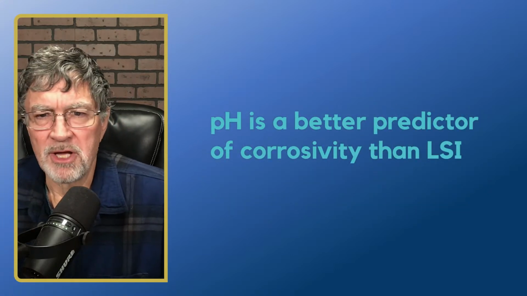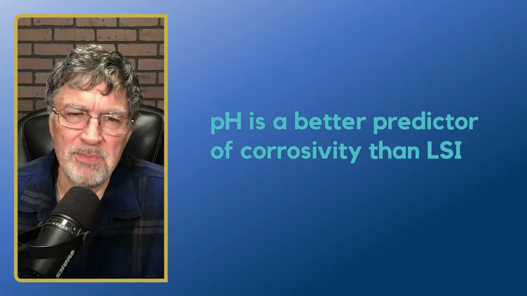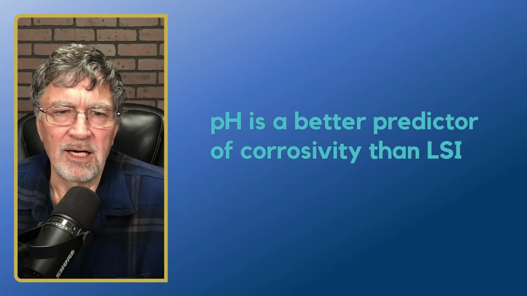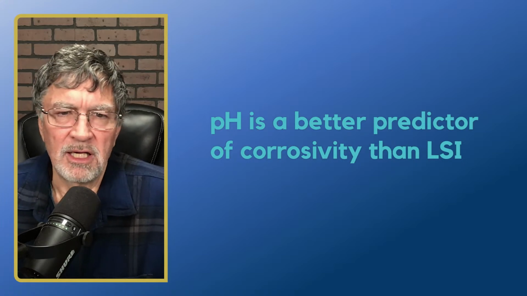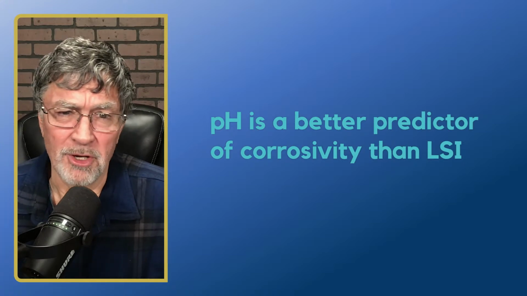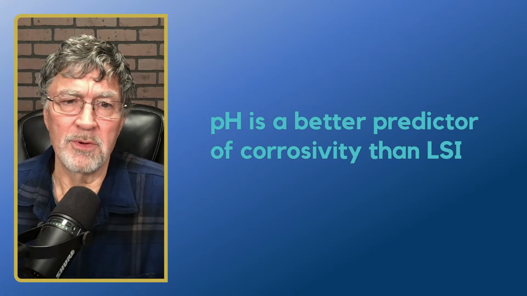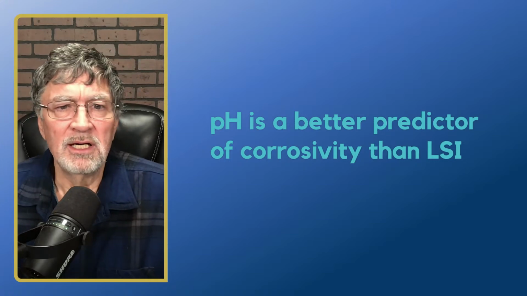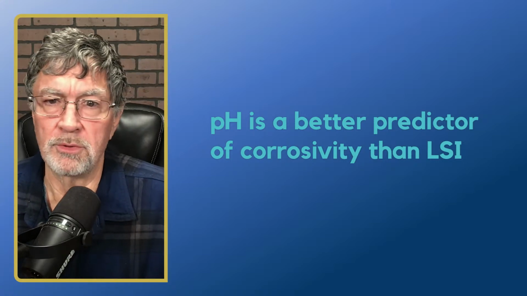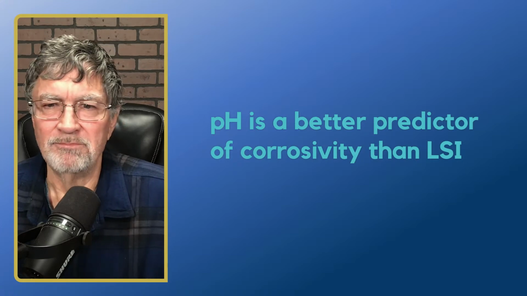pH is a better predictor of corrosivity than LSI, so an acid pH is really going to indicate a corrosive environment. ORP, which we're actually going to talk about in next week's Groundwater Talk Live, is also useful there too, because if you have an oxidizing environment, that can indicate the potential for corrosion as well. But it gets a little more complicated than that.